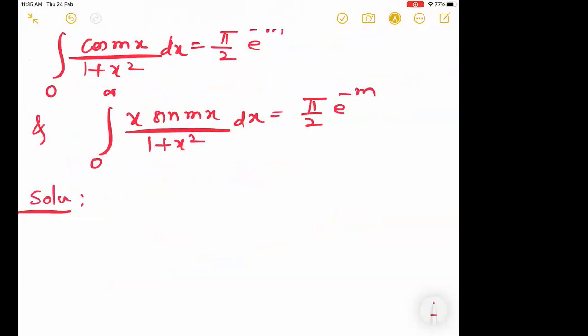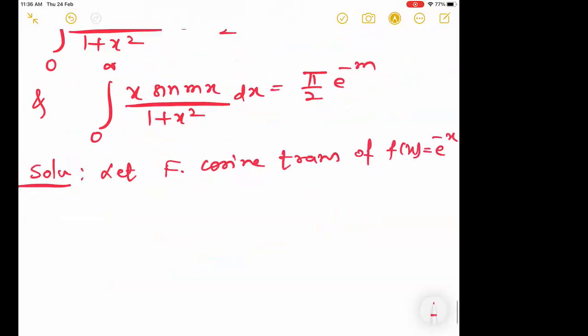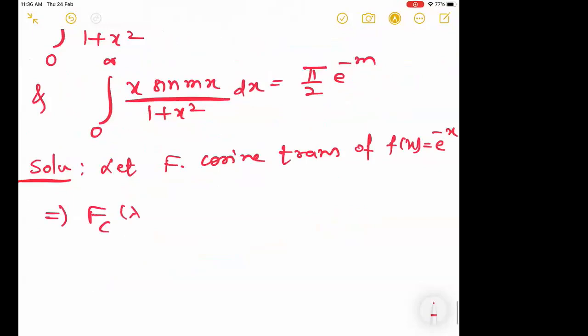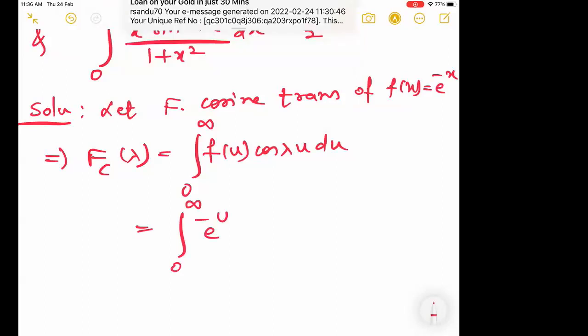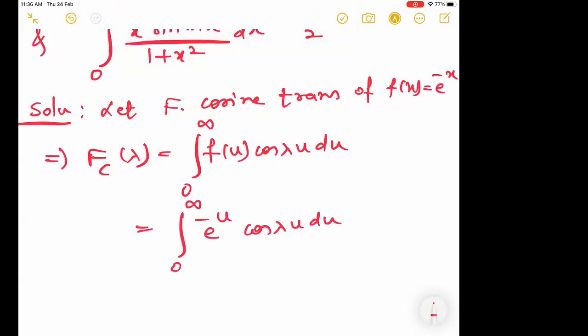Okay, so let the Fourier cosine transform of f(x) equal to e raised to minus x be Fc(lambda). For cosine we are writing c. So Fc(lambda) is equal to the integral 0 to infinity of f(u) cos of lambda u du. So here it is very simple, only one term is there: 0 to infinity e raised to minus u into cos of lambda u du. Correct?